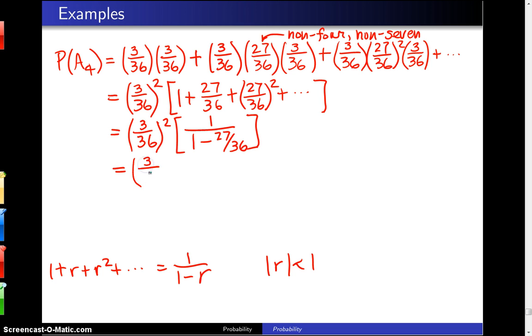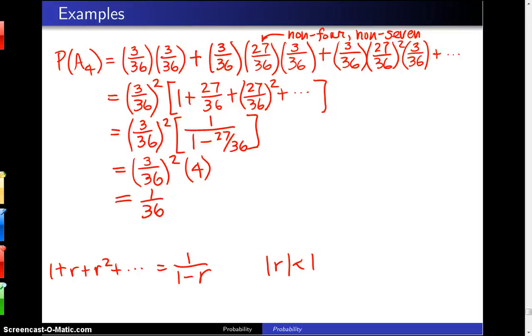So this is (3/36) squared times 4. And when you work that out, 3 squared is 9, 9 times 4 is 36, one of the 36 cancels, and you get 1/36. The same type of thinking goes on for calculating P of A5, P of A6, etc.